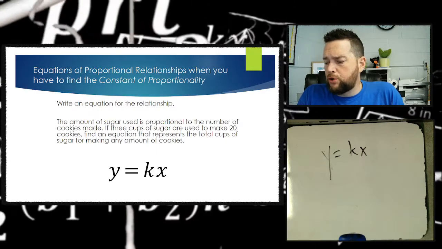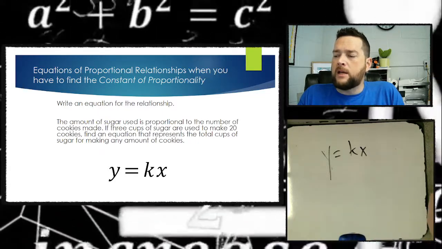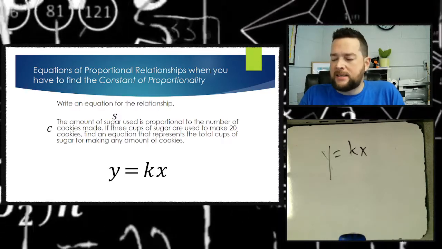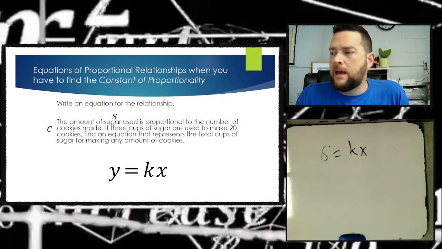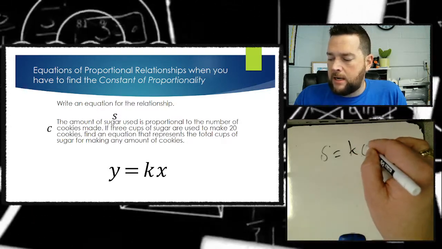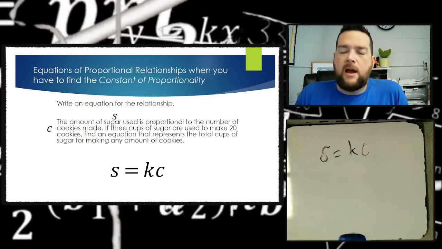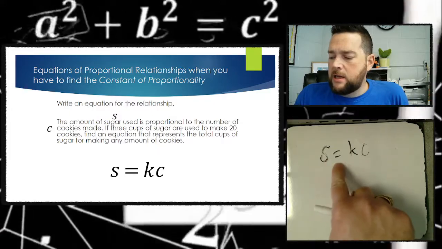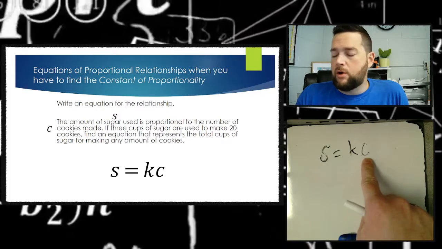It says is proportional to, that's going to be the equals k. And the variable in front, let's use these two variables for our variables. The amount of sugar, S, sugar S is going to replace our dependent variable, is proportional to the number of cookies made. Cookies made is going to be our independent variable, or our x. So far we should have that as an equation, just from that first sentence: the amount of sugar used is proportional to the total cookies that are made.